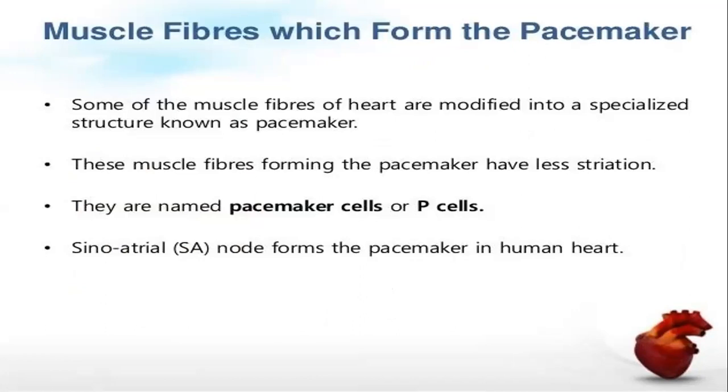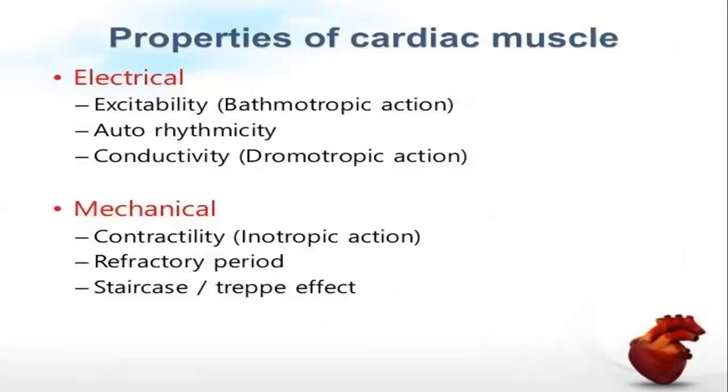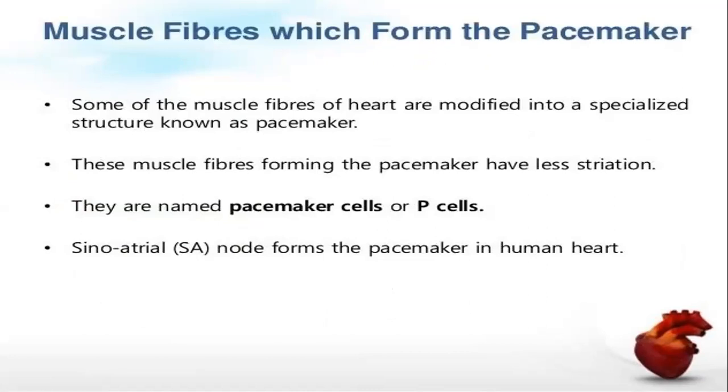So there are pacemaker cells which are present in different parts of the heart, but the heart beats at the rate of the SA node because the rate of the beating of the SA node is much higher as compared to the other places.